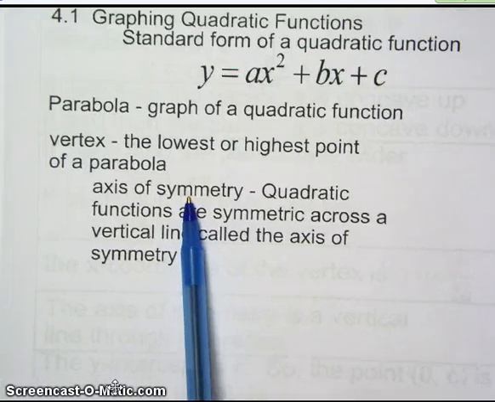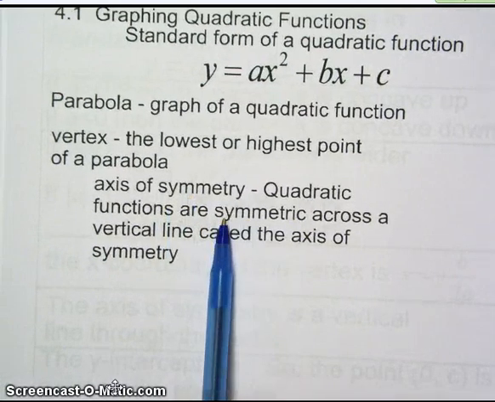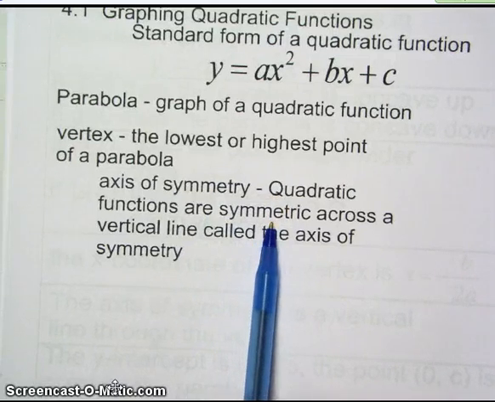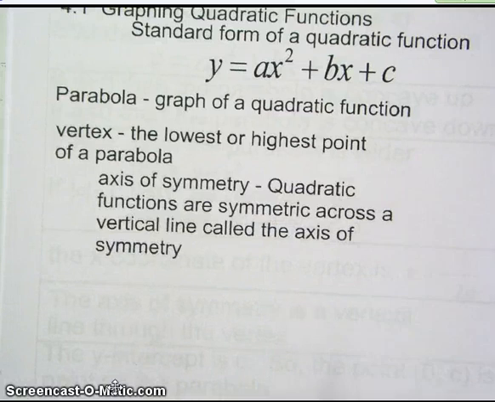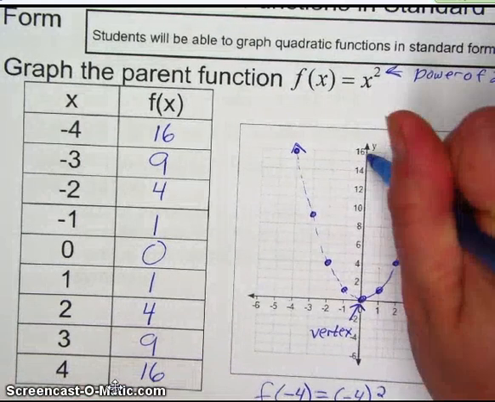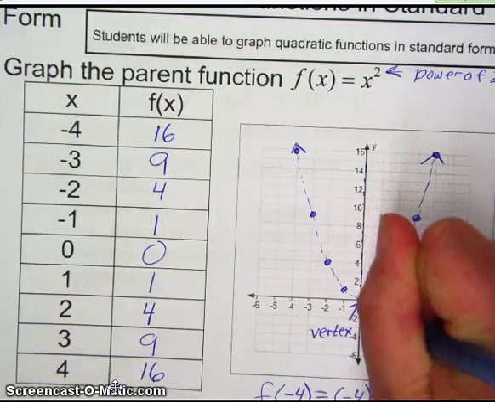The axis of symmetry is, all right, so quadratic functions are symmetric across a vertical line called the axis of symmetry. So in the parent function, that vertical line is right here. It's the y-axis.